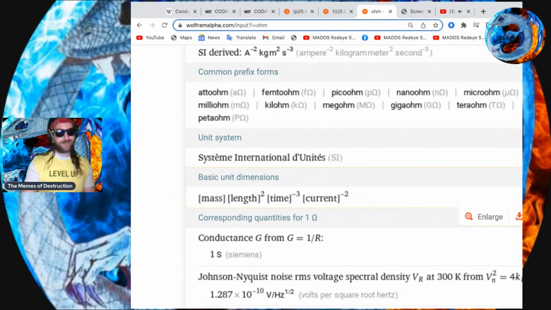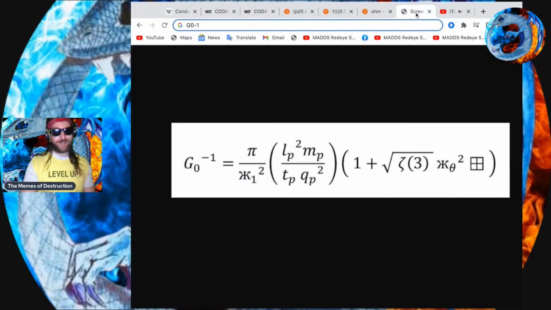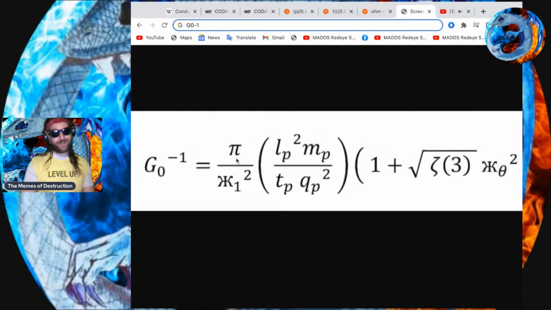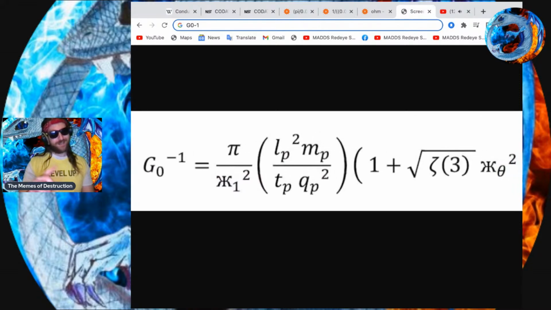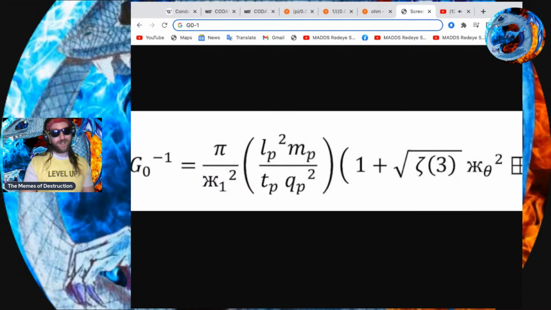Dun, dun, dun. Okay, I'm sorry, I've got some ultimate battle music in my head. So okay, how are we going to solve it? We're going to solve it with this equation right here. Okay, what is this equation? This is G0 to the negative 1. So basically we just flip the symbols and stuff. That's kind of what we had going on over there.